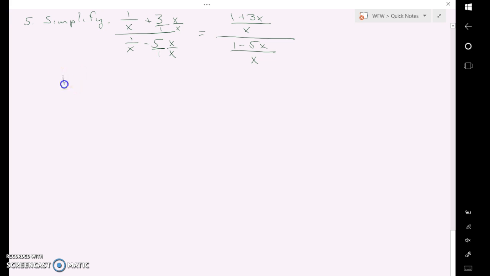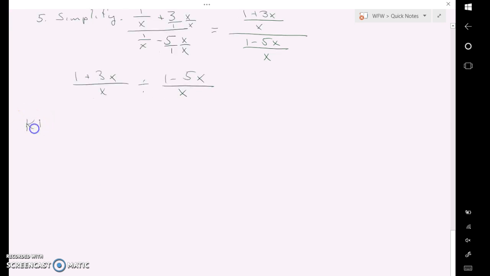Now let's rewrite this as a division problem. And then let's apply the KFC: keep the first, flip the second, change division to multiplication.